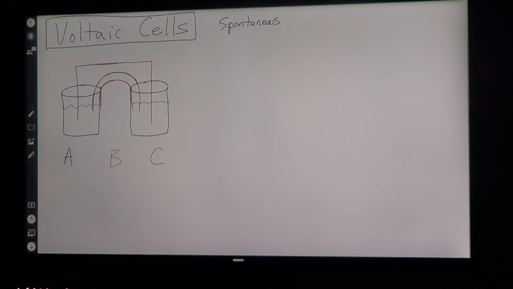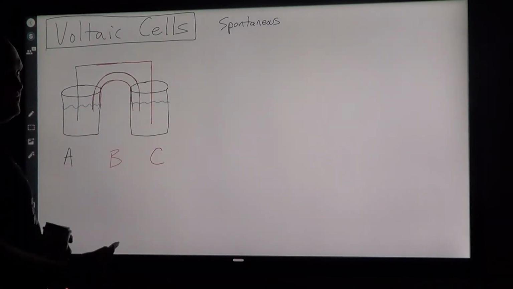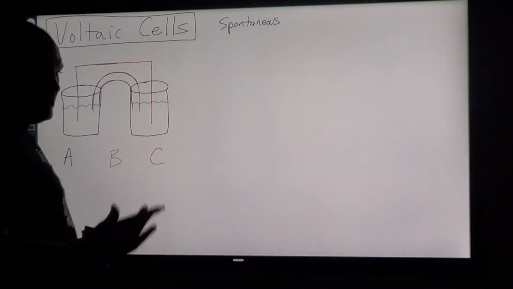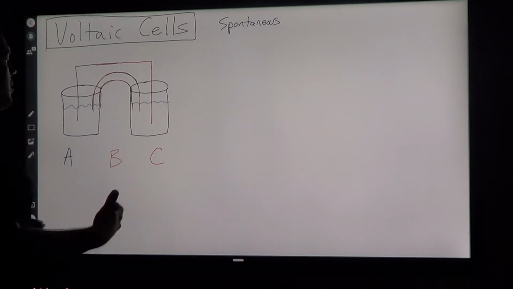If I were to say, when have you guys ever experienced a voltaic cell in your life? This is what you call a battery. So most batteries are a sequence of voltaic cells that all spontaneously generate electricity for us to use. Okay, so this is really how a battery works.